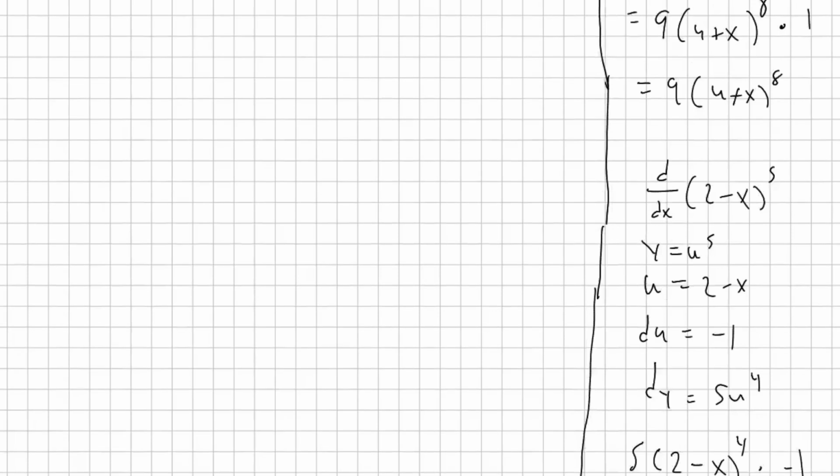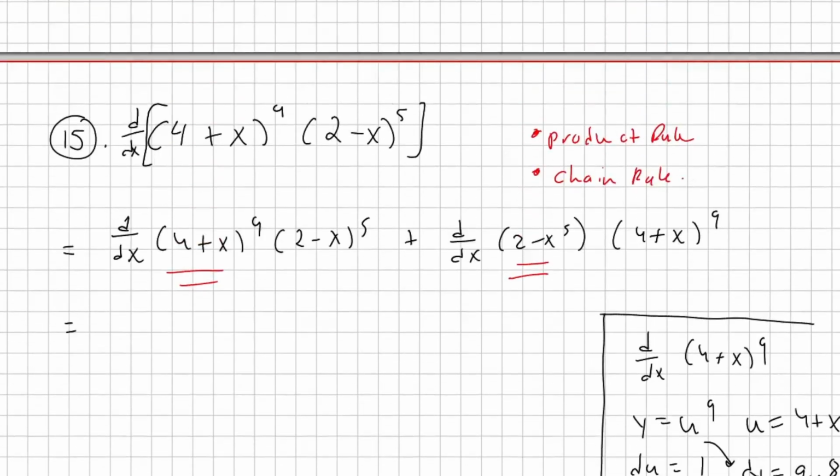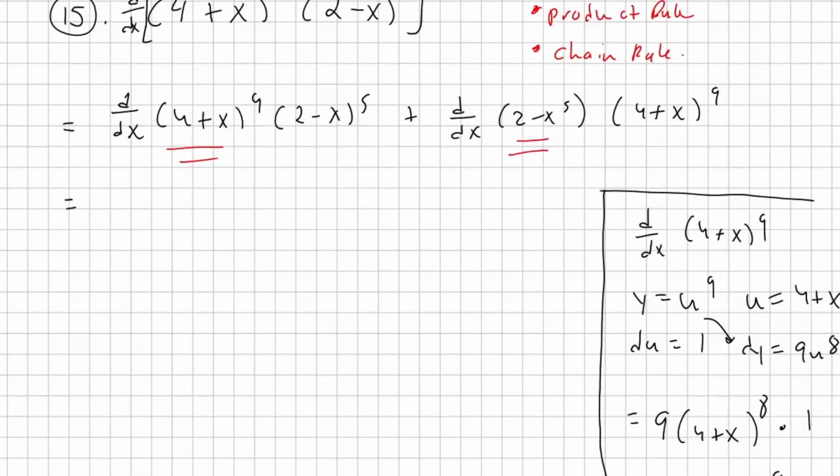Alright, so now we're just going to put everything together, and when we do that, we'll see that this negative will come here, so we'll get negative 5 times (2 minus x) to the fourth. Actually, you can take this negative out and put it somewhere else. So actually, forget about that. We'll worry about that later. So now let's finish up our equation here. So this is just going to become 9 times (4 plus x) to the 8. And we'll have (2 minus x) to the fifth, as usual.